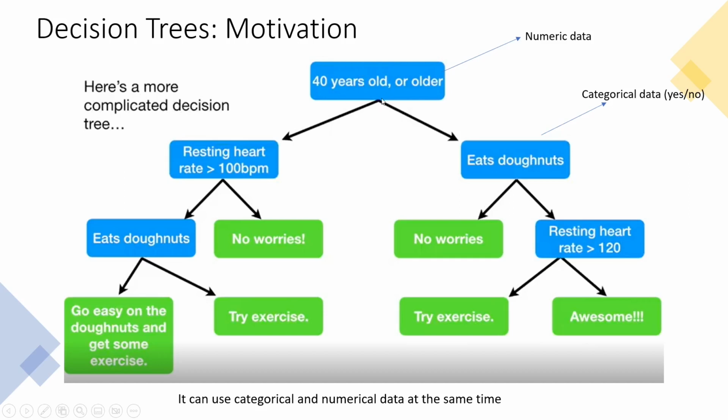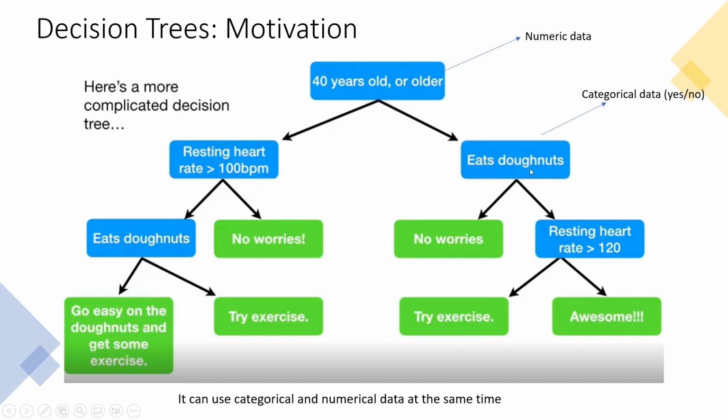And if the answer is yes, we follow this branch and we check the resting heart rate. If it is bigger than a number, we go in this direction, to the left. Then we check whether that person eats donuts. So this resting heart rate is another numerical data, and eats donuts is categorical data because there's no numerical thing here. Okay.